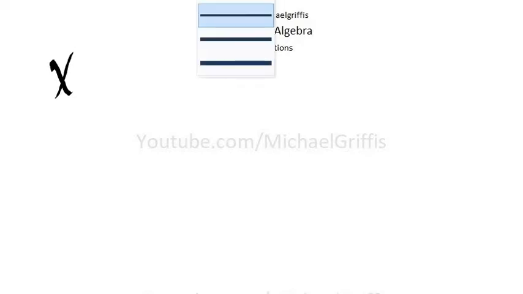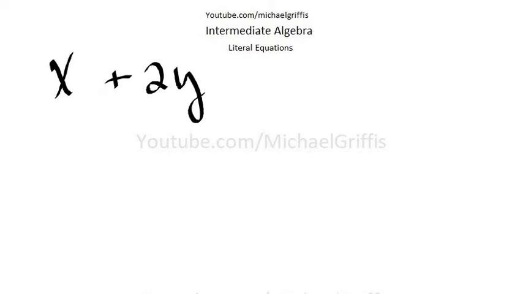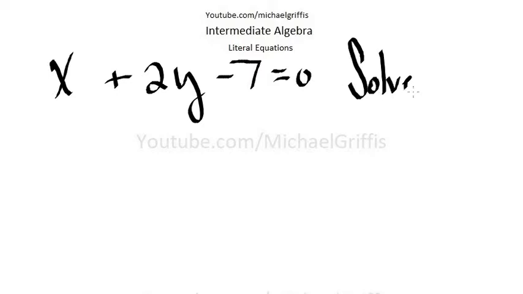Hey, we're working literal equations. We're going to solve for y in this problem. Let's say x plus 2y minus 7 is equal to 0, and we want to solve for y.